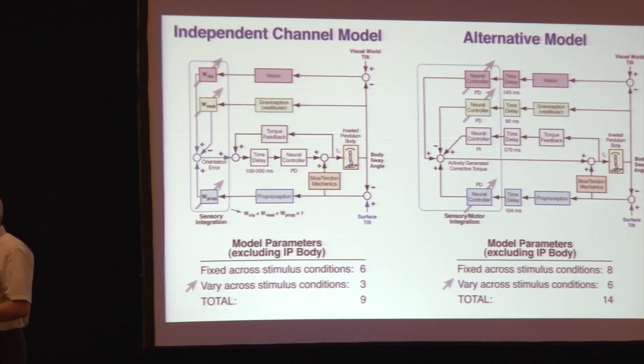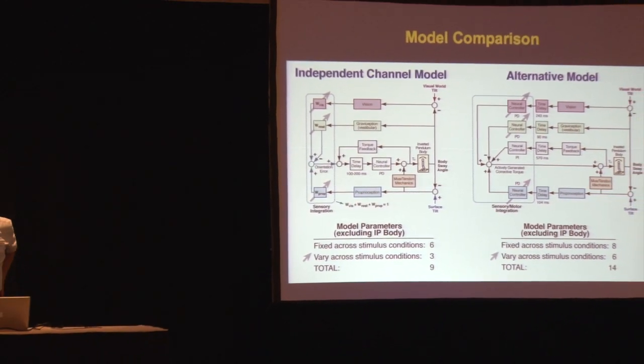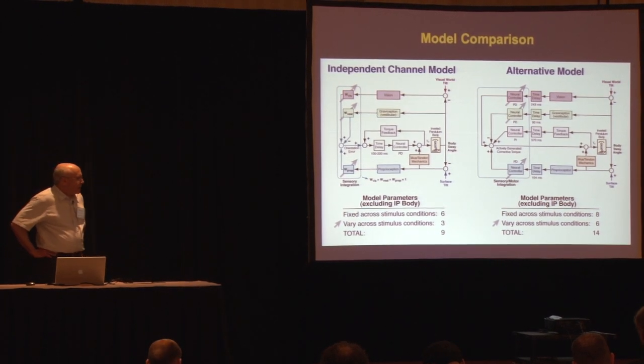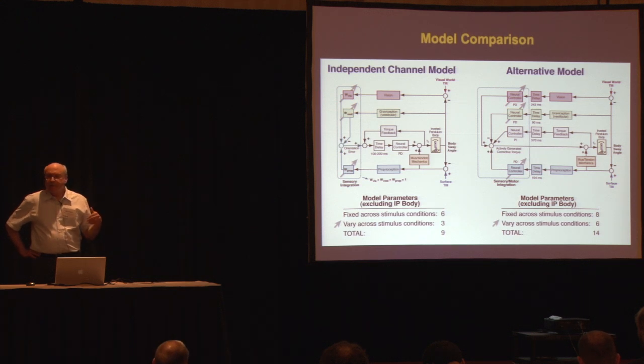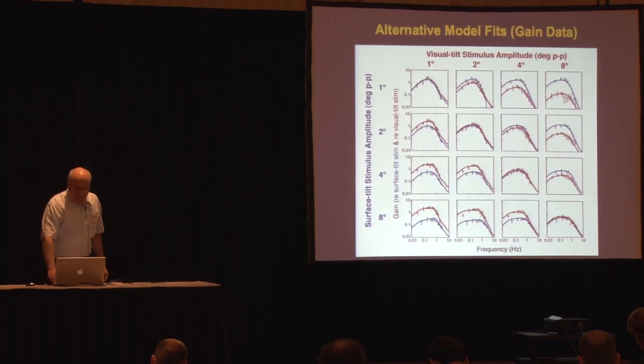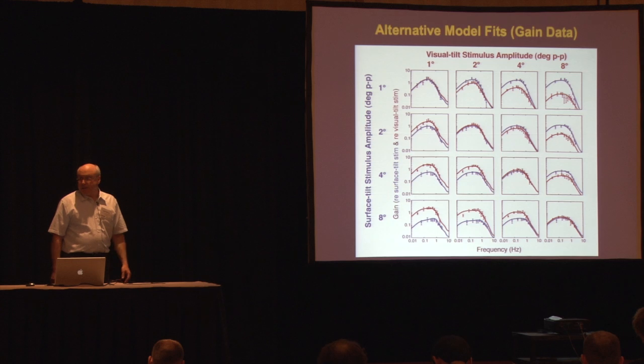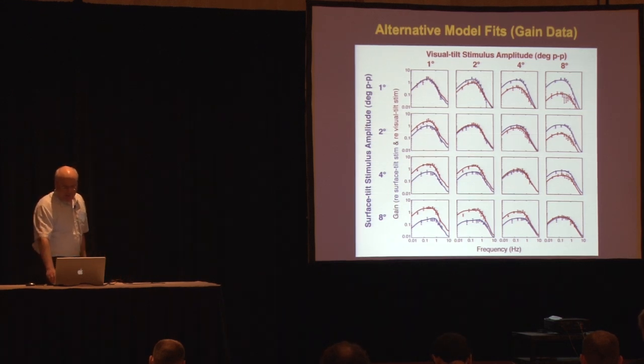And then the problem is when you start adding parameters, you can start fitting things better, but you'd want to know whether you're overdoing it. So we used the Akaike information criterion and Bayesian information criterion to try to judge whether we were overdoing it, and this model didn't overdo it. And this is the gain curves that that alternative model was fitting as a function of all these combinations.